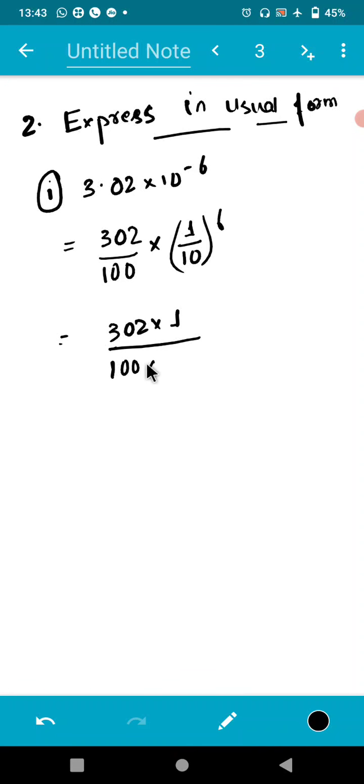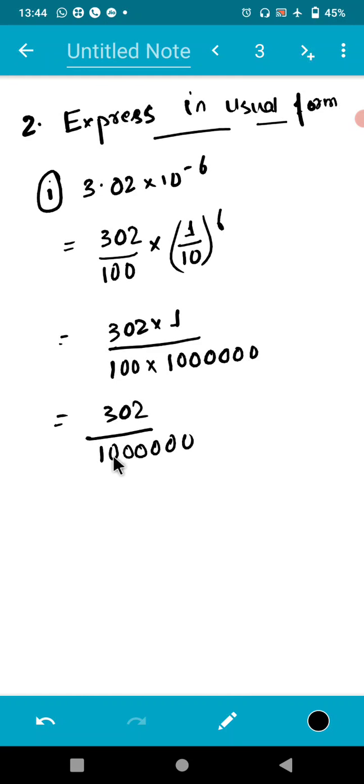Already we have 100 here. Now 10 to the power 6 means how many zeros we will have? 6 zeros. Now 302 into 1 is 302 only. And altogether how many zeros will be there? 6, 7, 8. So we will write 8 zeros here. So that is 1, 2, 3, 4, 5, 6, 7, 8. Okay.